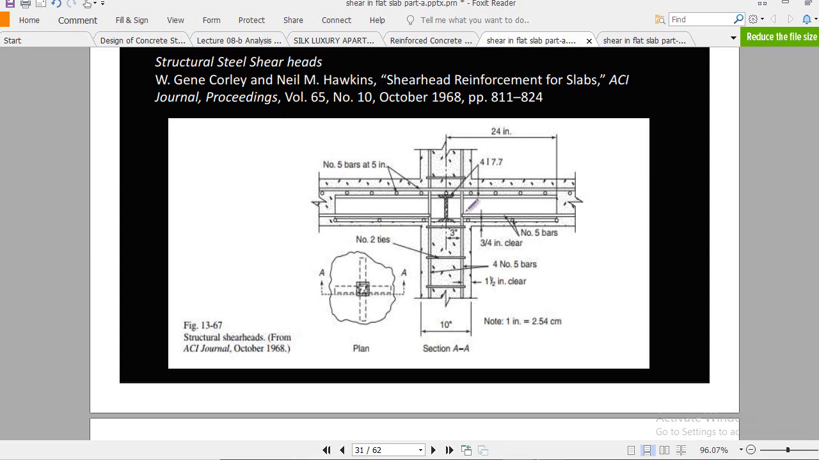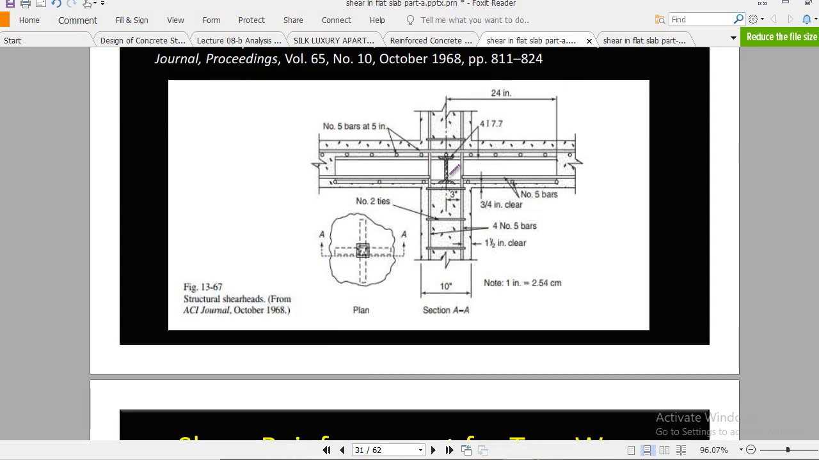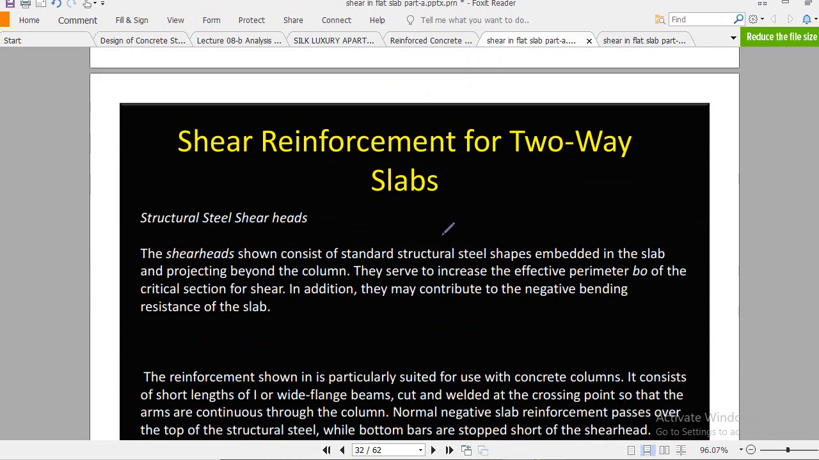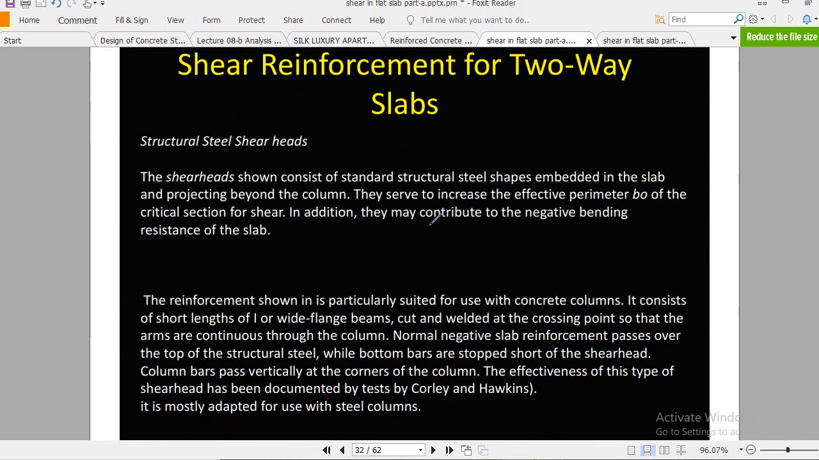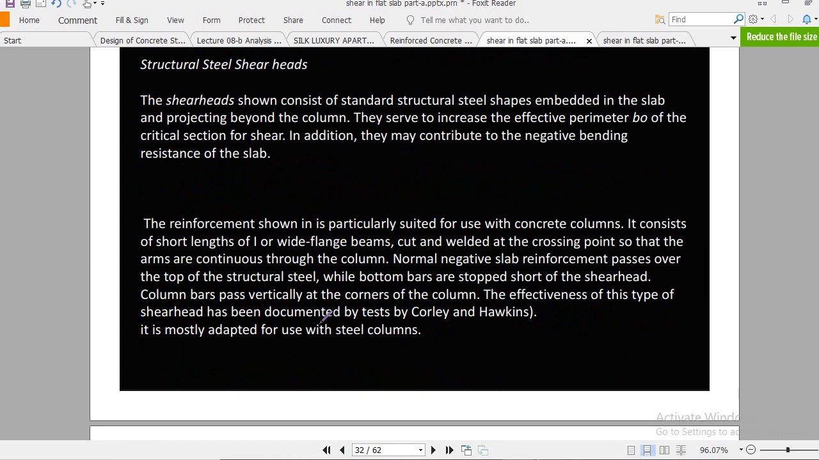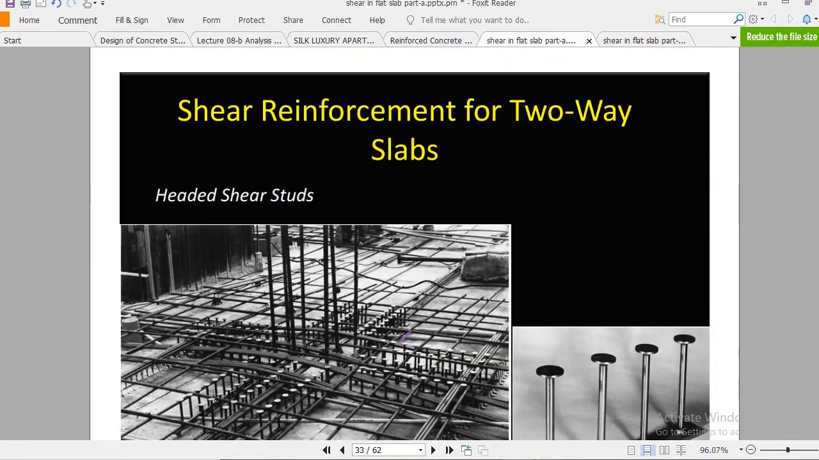I think it is explained in ACI code chapter 11, and I think in some part in lecture chapter 22. So you go there and read those sections. Although there are some limitations, there are some advantages of steel shear head reinforcement, and remember it is mostly adopted for steel columns. And the next one is the headed shear studs.